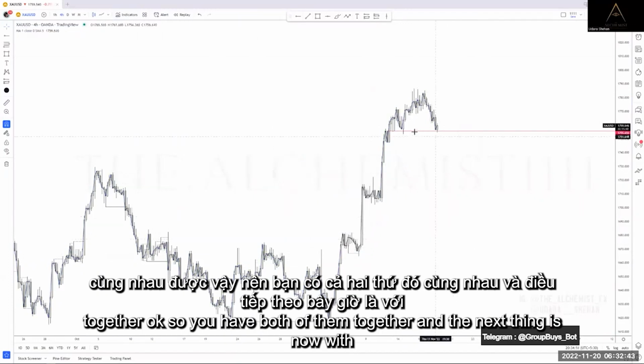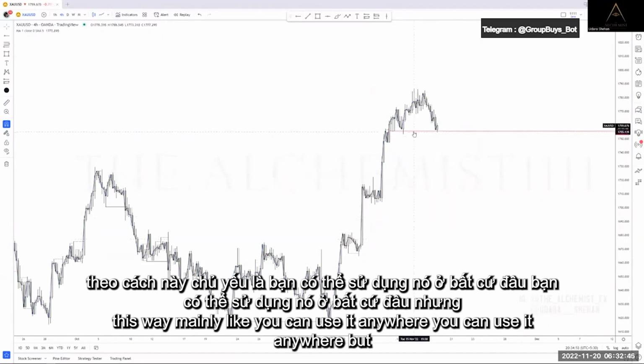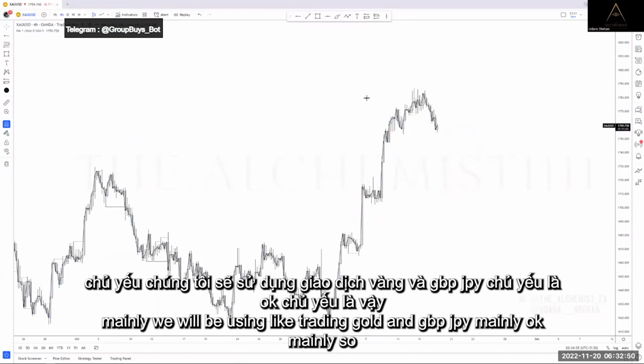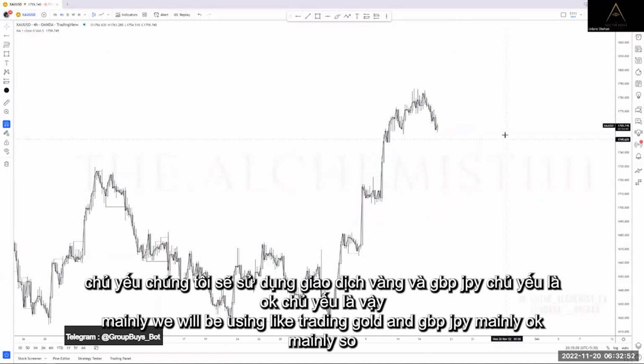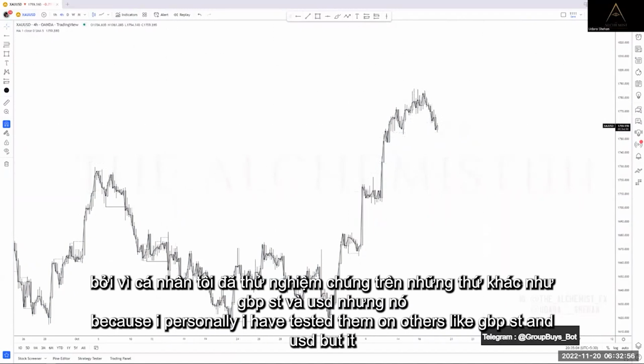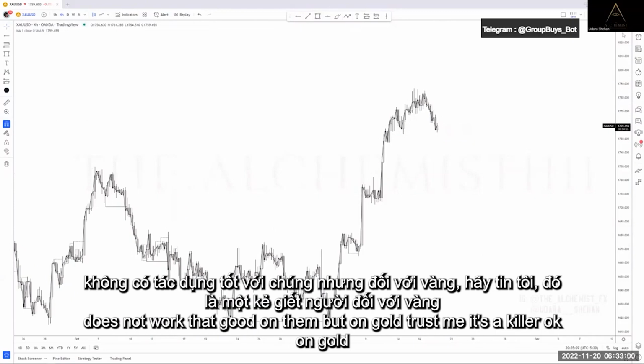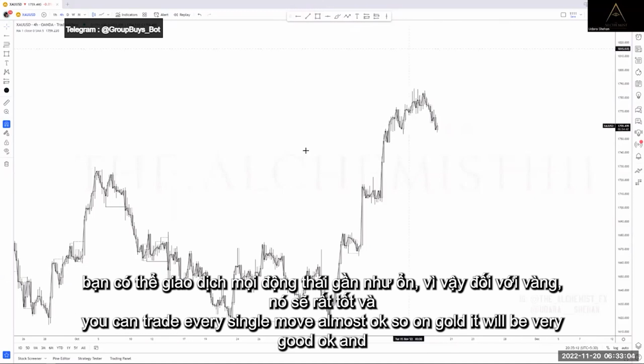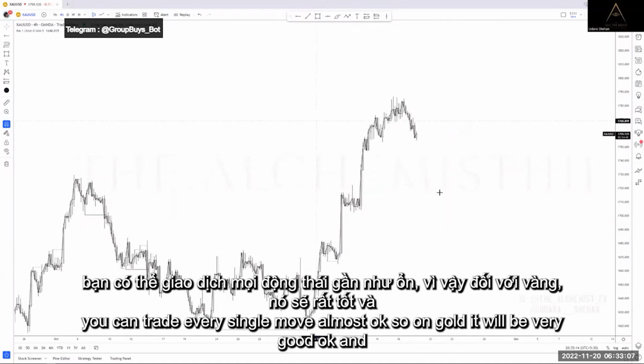And the next thing is, with this approach you can use it anywhere, but mainly we will be trading gold and GBP JPY. I personally have tested them on others like GBPUSD and USD, but it does not work that good on them. But on gold, trust me, it's a killer. On gold you can trade almost every single move. So on gold it will be very good.